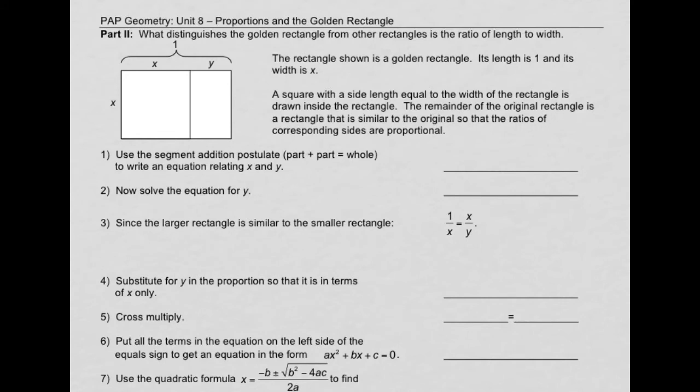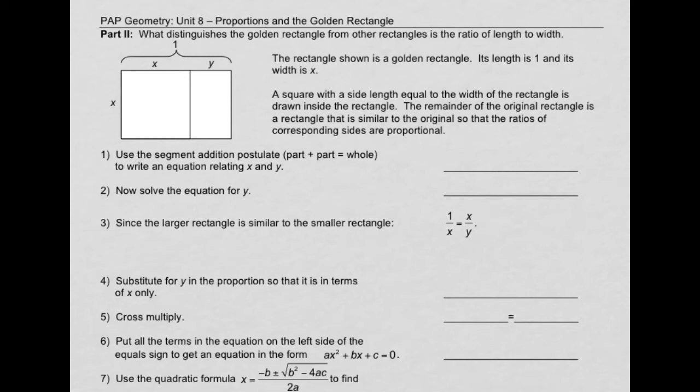So part 2 here, what distinguishes the golden rectangle from other rectangles is the ratio of length to width. Now it says the rectangle shown is a golden rectangle. Its length is 1 and its width is x. A square with a side length equal to the width of the rectangle is drawn inside the rectangle, as you can see. The remainder of the original rectangle is a rectangle that is similar to the original, so that the ratios of corresponding sides are proportional.